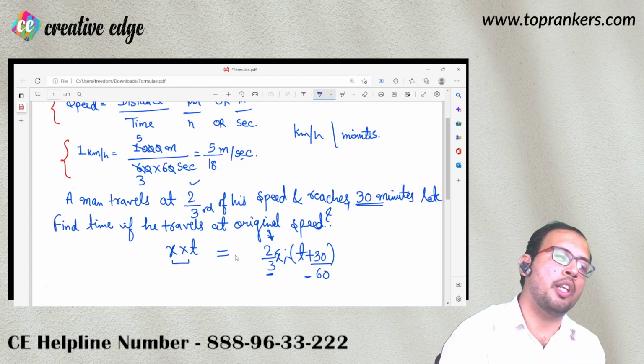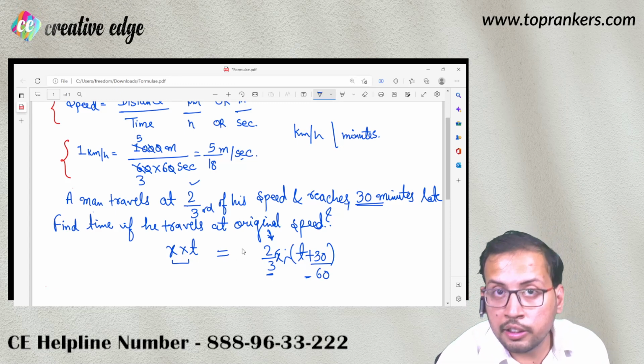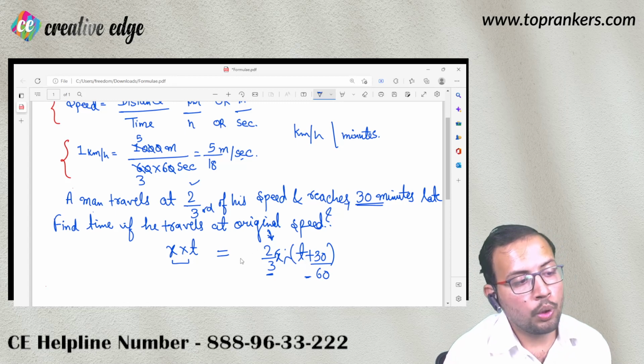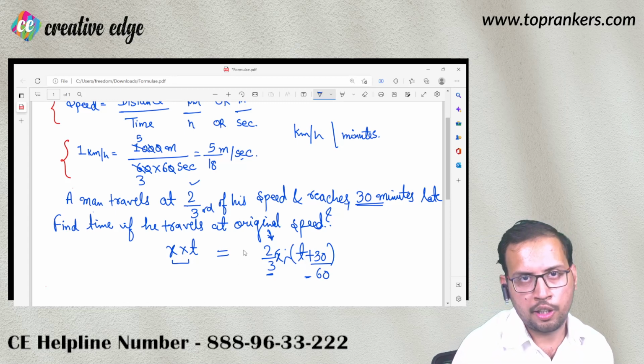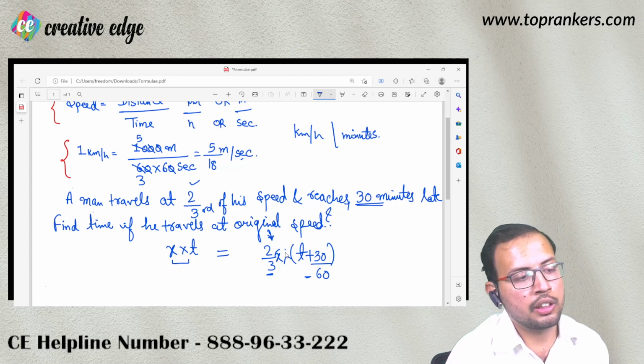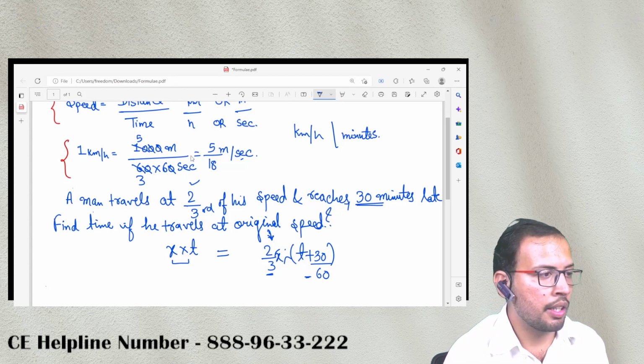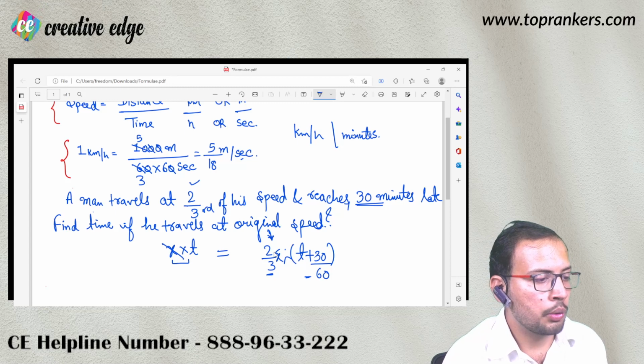Why both are going to be equal? The reason is that the distance is same. In both the cases, the person is traveling the same distance. That is why we have equated it. So speed into time is distance. Speed into time is distance. So from here, x and x is going to be cancelled out.